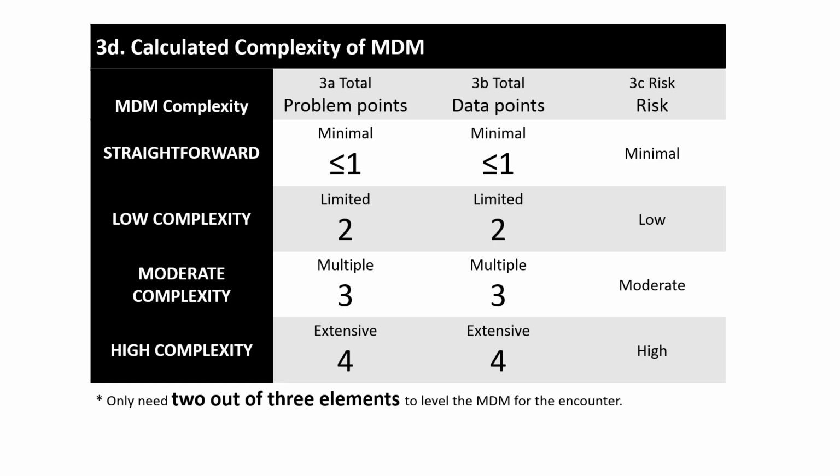So we've gone over all these things: problem points, data points, and risk. And now we have to calculate the medical decision making, because the medical decision making will then drive the HPI and the physical exam. And again, you only need 2 of the 3 elements to level the medical decision making for the encounter. So for example, if I have moderate complexity for a note, then I only have to have moderate complexity for problem points and data points. If my risk is minimal, but I've got the data points and the problem points, then I can level it out for medical decision making as moderate complexity.